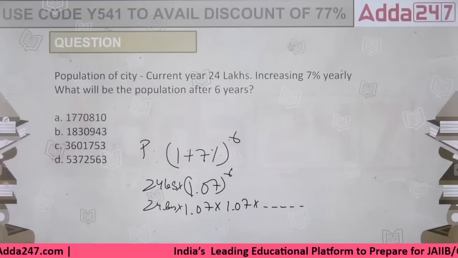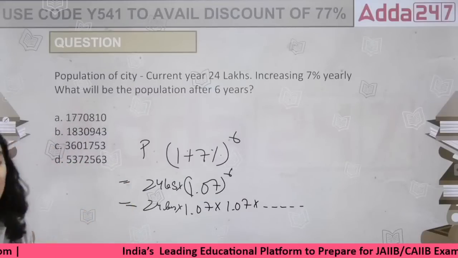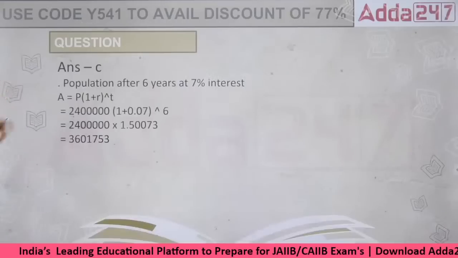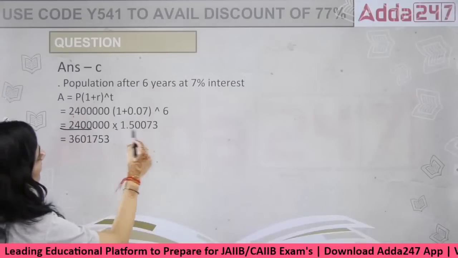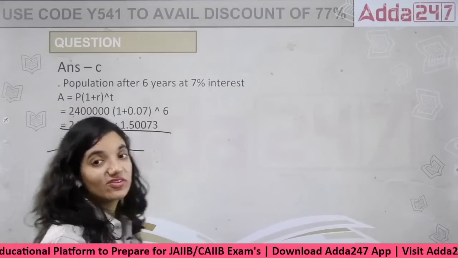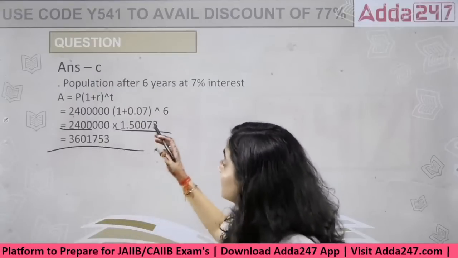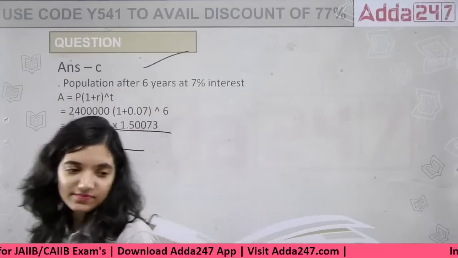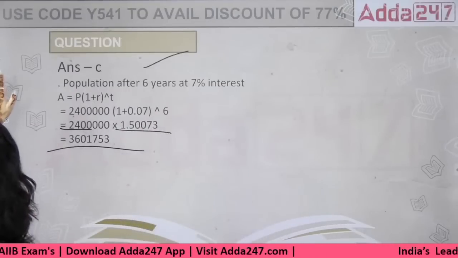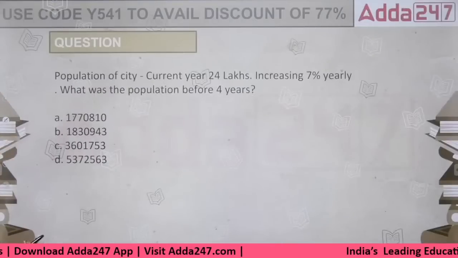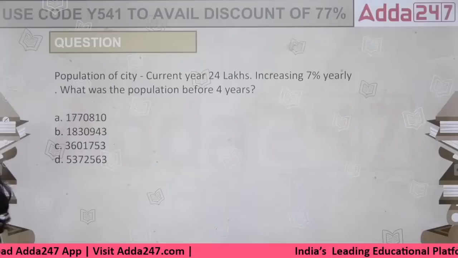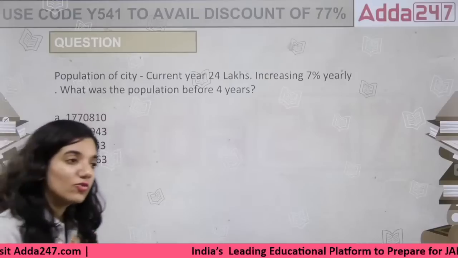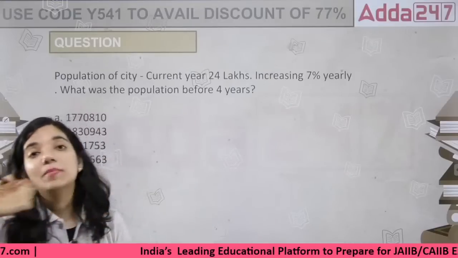So it would be 24 lakhs multiplied by 1.07 to the power 6. So in this case, the correct answer would be what amount? Quickly calculate it. The correct answer would be 24 lakhs multiplied by 1.50073. It is 33,601,753. Answer is C, right? Now let's move on to the next question. The population of the city is increasing. Now they want to know what the population was 4 years ago. Now this is not going further, we are going back.